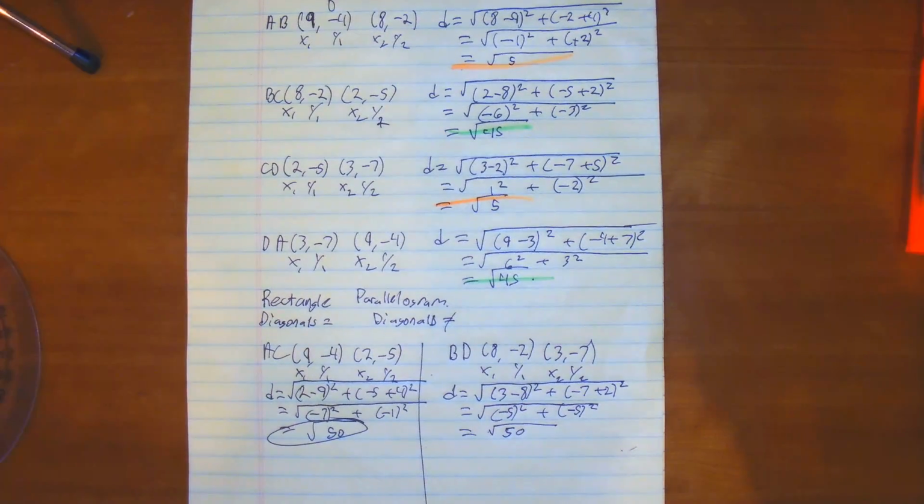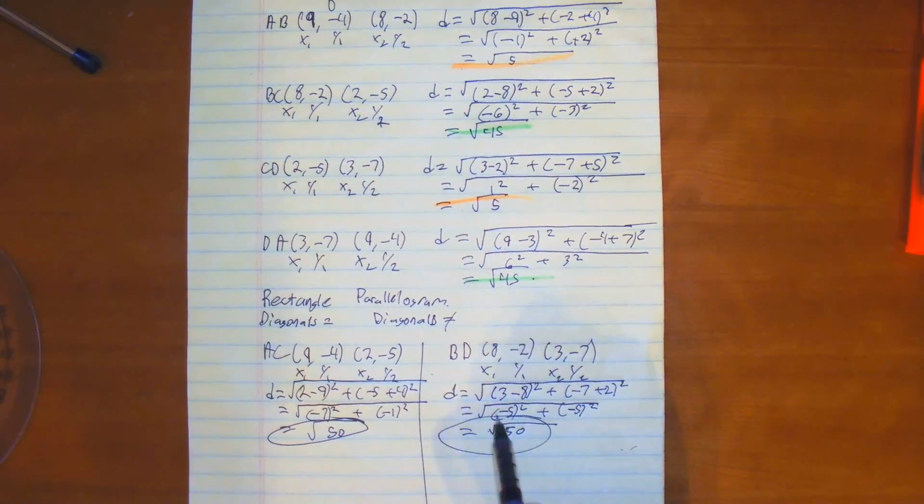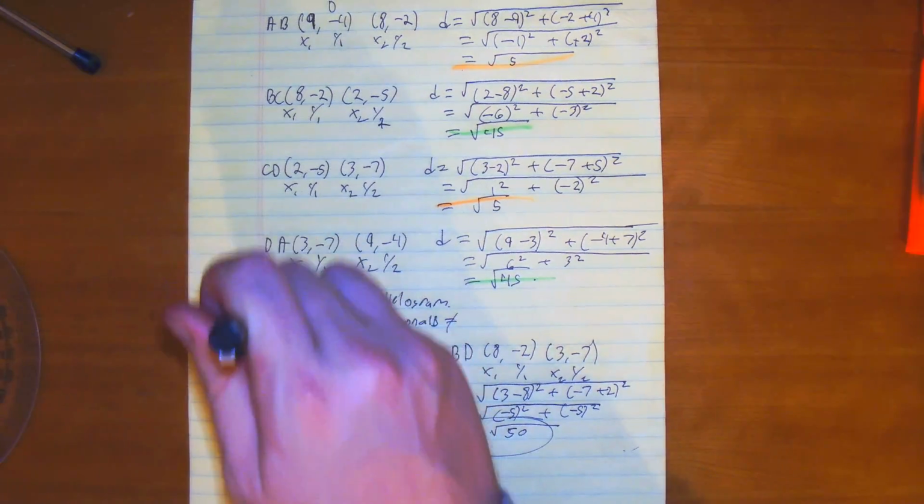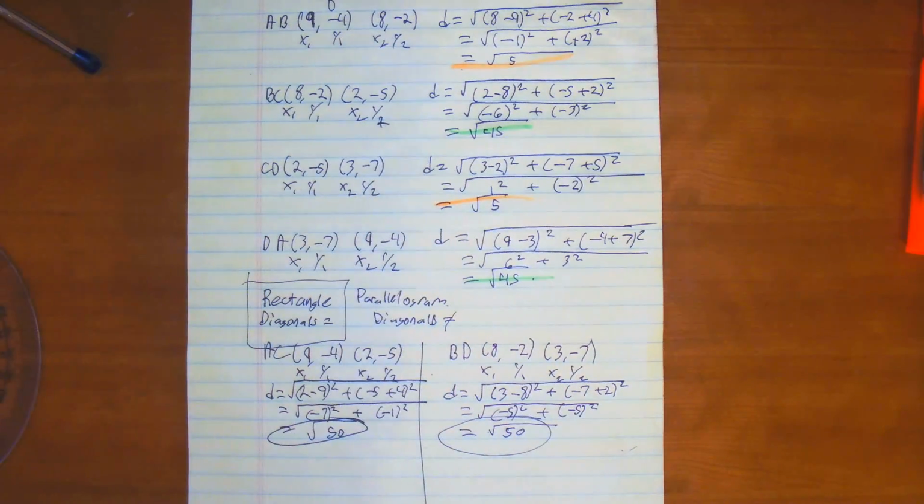So, right here, both of these are equal. So, it has to be the diagonals where they're equal. So the only answer here would be a rectangle. So, what we have, ABCD, is a rectangle. Okay, that's our answer for number 1.